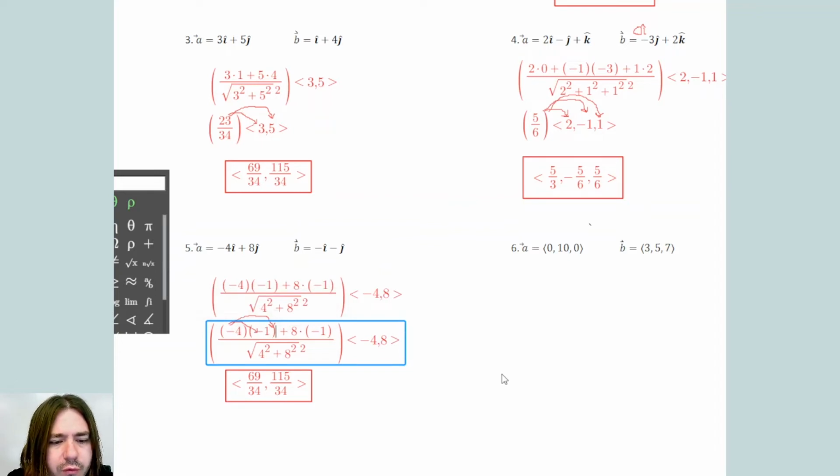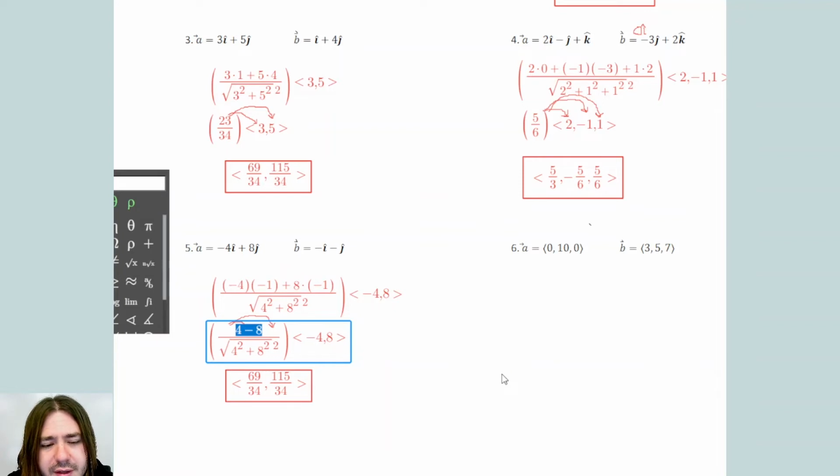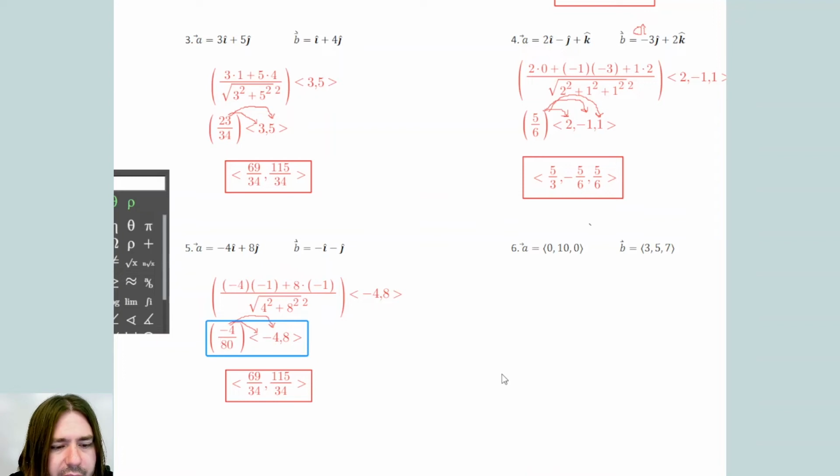-4 times -1 is going to be +4. 8 times -1 is going to be -8. So 4 minus 8 is -4. And then, let's see here, 4 squared is 16, 8 squared is 64, 16 and 64 would be 70, 80, exactly 80. So, let's see, square root, those cancel out, and now we're ready to distribute the -4/80ths to -4/8.